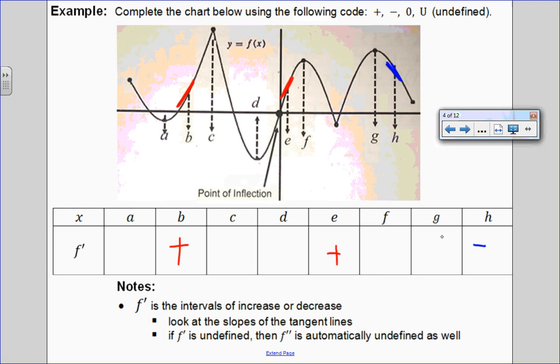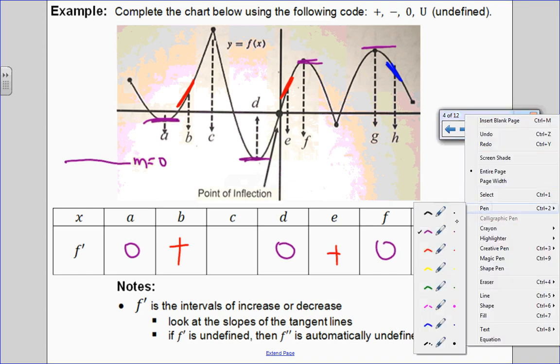Okay, and then when the first derivative is equal to 0, that occurs when I have a horizontal line. That's when the slope is 0. So if I have a horizontal line, the slope is 0. And that's going to occur anytime I have a max or a min. So you can see here, here, here, and here. Those all have a slope of 0. So at A it's 0, at D it's 0, at F it's 0, and at G it's 0.